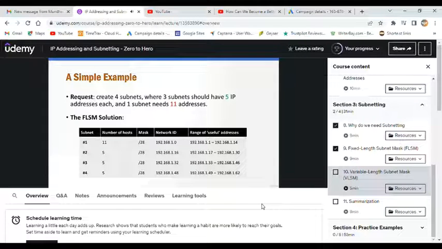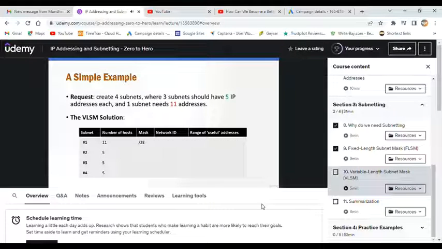We had 4 /28 subnets, which means each subnet has 2 to the power of 4, which is 16 different IP addresses. And only in the first subnet did we actually need that many IP addresses. In the other 3 subnets, we only needed 5 IP addresses. So let's look at the VLSM solution.